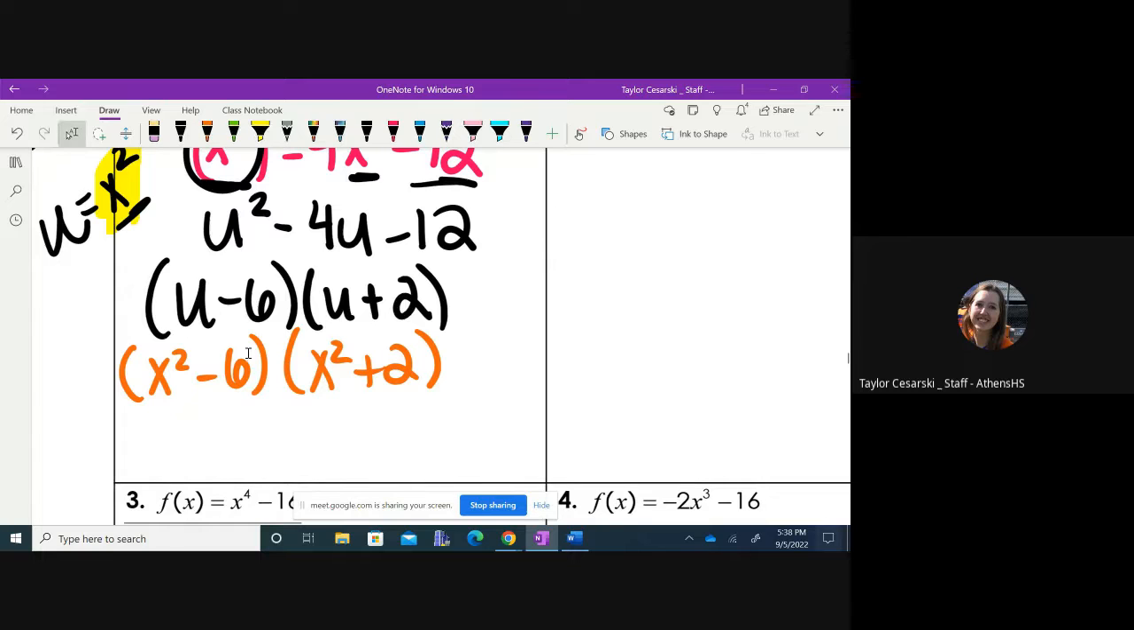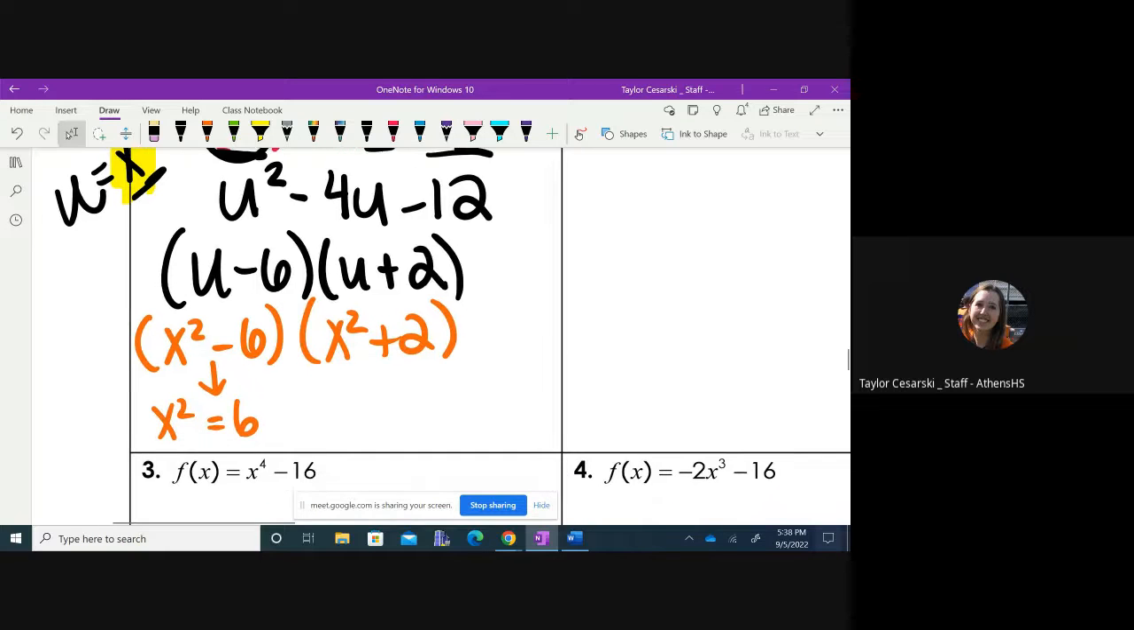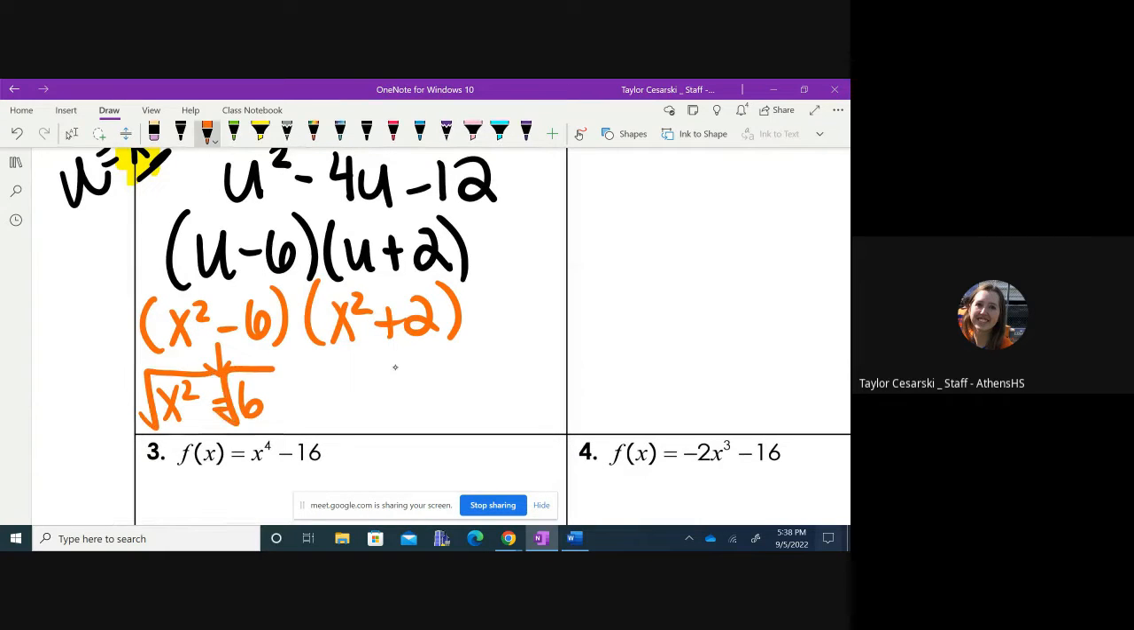So now to find the zeros, I'm going to set both of these equal to 0. So x squared equals 6. Now remember, when you take the square root, we have to account for the positive and the negative. So we have plus or minus square root of 6, and that square root of 6 does not simplify at all. All right, same thing over here. x squared equals negative 2 when I set that equal to 0. Square root, and we're accounting for the plus or minus.